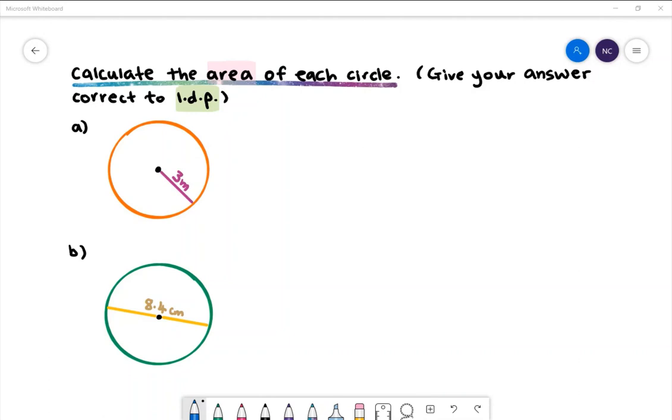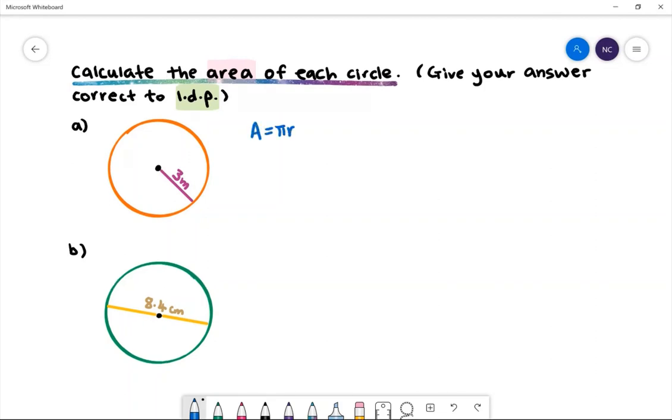Here is our first example. Calculate the area of each circle. Give your answer correct to 1 decimal place. In circle A, we have a radius of 3 meters. To calculate the area, we'll do area is equal to pi r squared. Substitute r as 3. So we're looking for pi multiplied by 3 squared. Put this into the calculator and we will get 28.2743 continued. This is approximately 28.3 meters, correct to 1 decimal place.